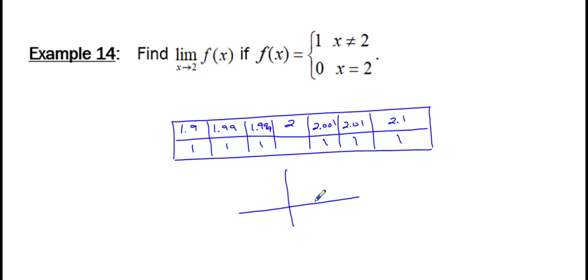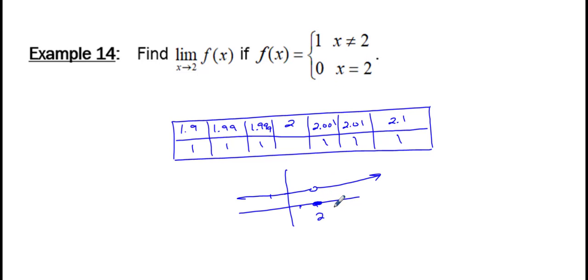Okay, let's look at this graphically. Okay, here we are at 2. And then we have this height of 1. For every value that's not 2, the height is 1. That pretty much looks like the limit is 1, right? Around 2. And then for every value that is 2, we have a height of 0.